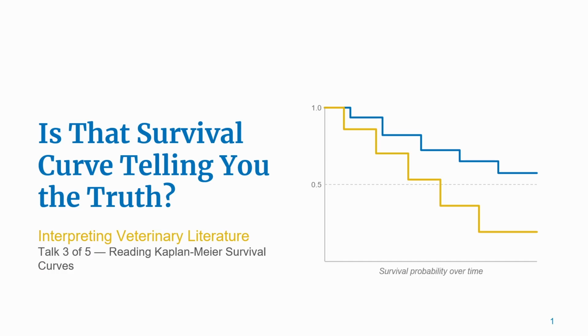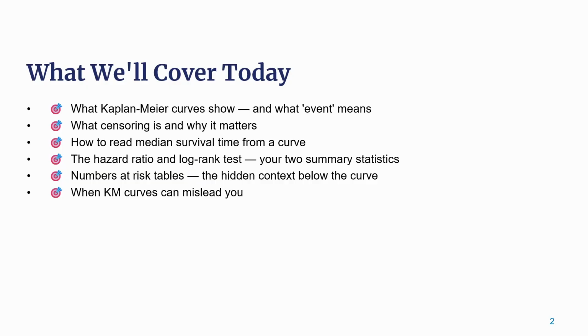By the end of this talk, you'll know how to extract median survival times, understand censoring, interpret the hazard ratio, and spot when a KM curve is misleading. Roadmap for today. We'll spend the most time on the curve itself, reading it, interpreting it, and understanding the hazard ratio. I'll also flag the most common pitfalls: narrow curves that look reliable but have few animals left, and crossing curves that break the hazard ratio assumption.